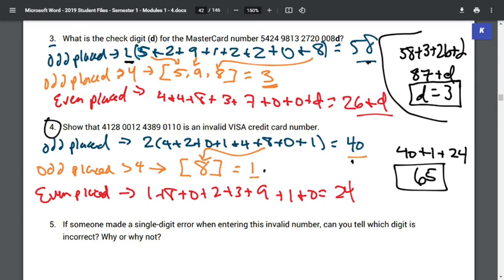You should get 1. There's only one odd place number that's greater than 4, that being 8. And then 24 for the even place. When you add that up, you get 65. So we should see that that's basically right down the middle, not a number that we want to prove that it's valid. It is, in fact, invalid because it does not end in a 0.